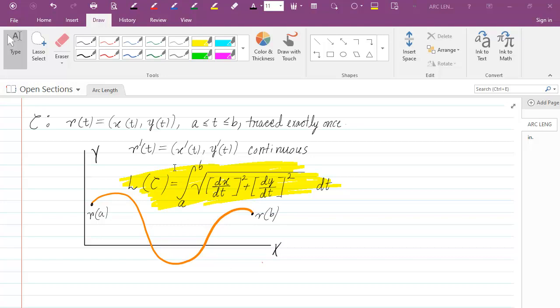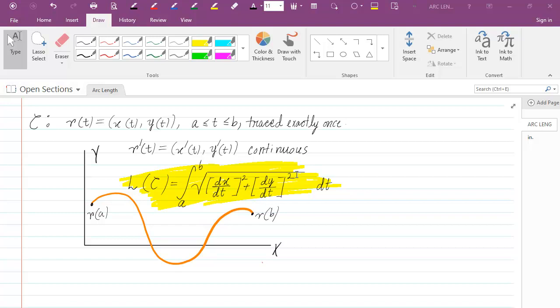So in the last video, we obtained this formula for the length of a curve. So if C is a curve parameterized by a vector function r of t, which is equal to x of t comma y of t, where t is between a and b, then the length of C is given by the integral from a to b of the quantity square root of (dx/dt) squared plus (dy/dt) squared.